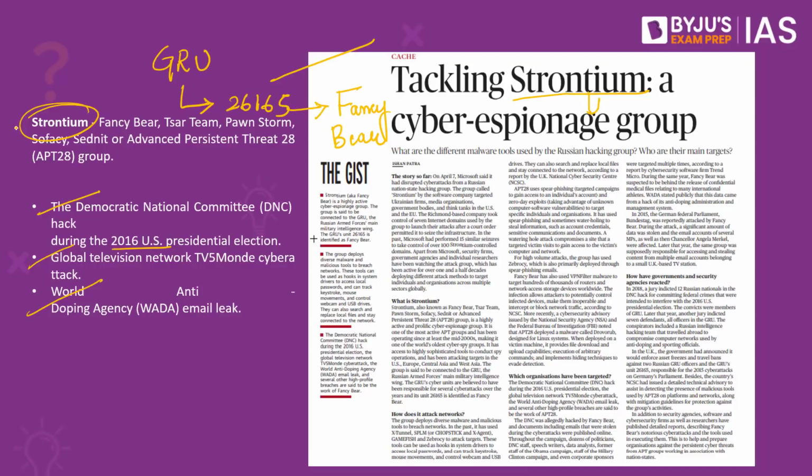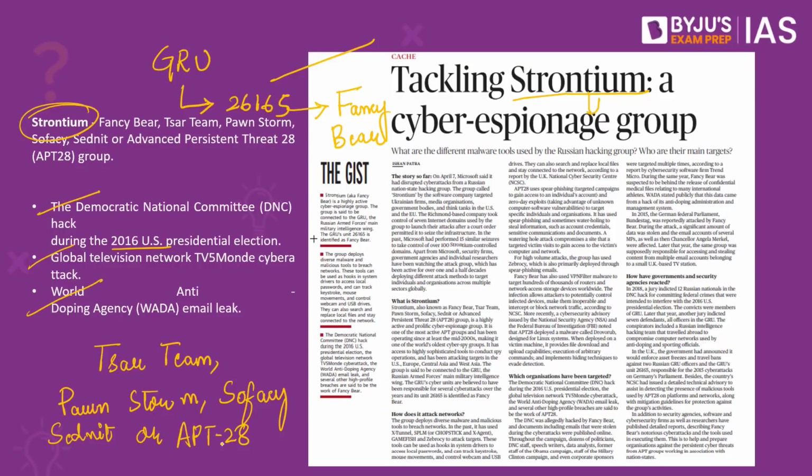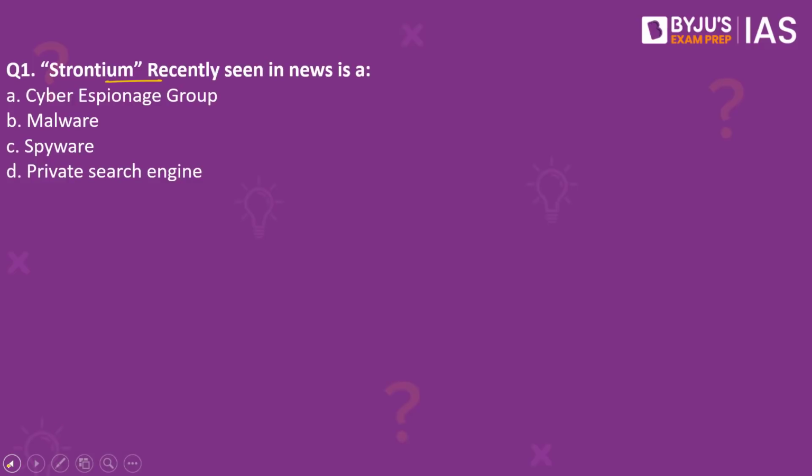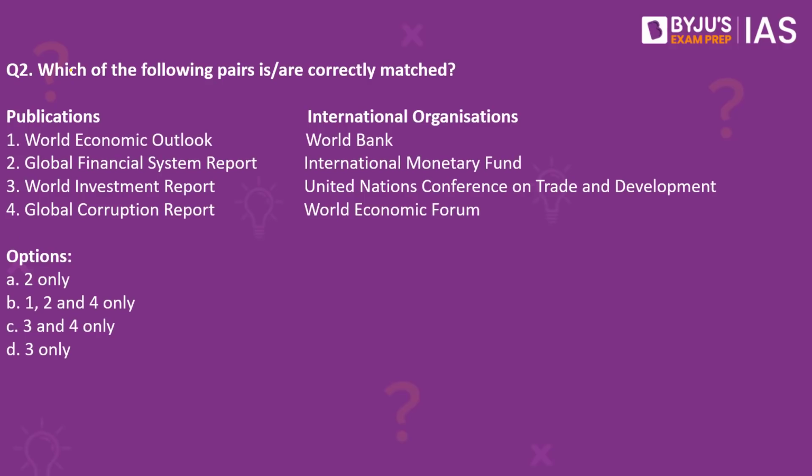Please note that Strontium is also known as Fancy Bear, SAR Team, Pawn Storm, Sofacy, Sednit, or also APT28 group, that is Advanced Persistent Threat 28 group. So now we know the right answer to our question. The right answer would be option A, Strontium is a cyber espionage group. Moving on to question number 2.